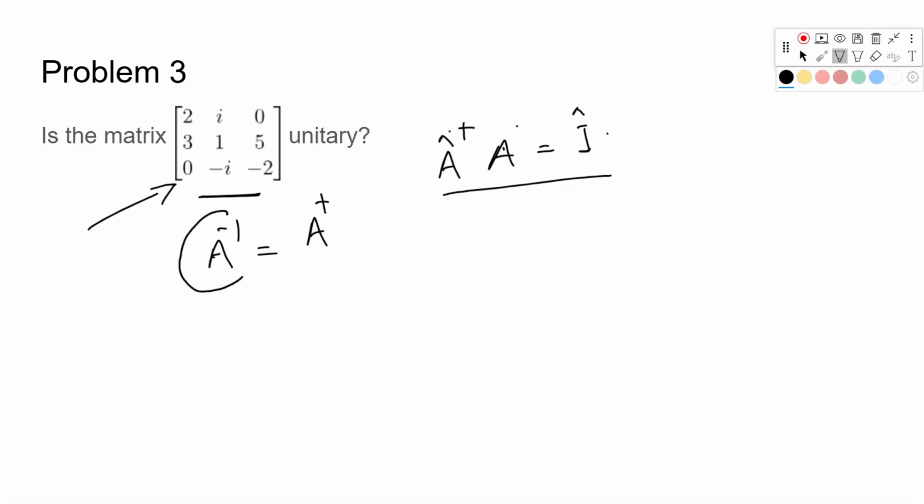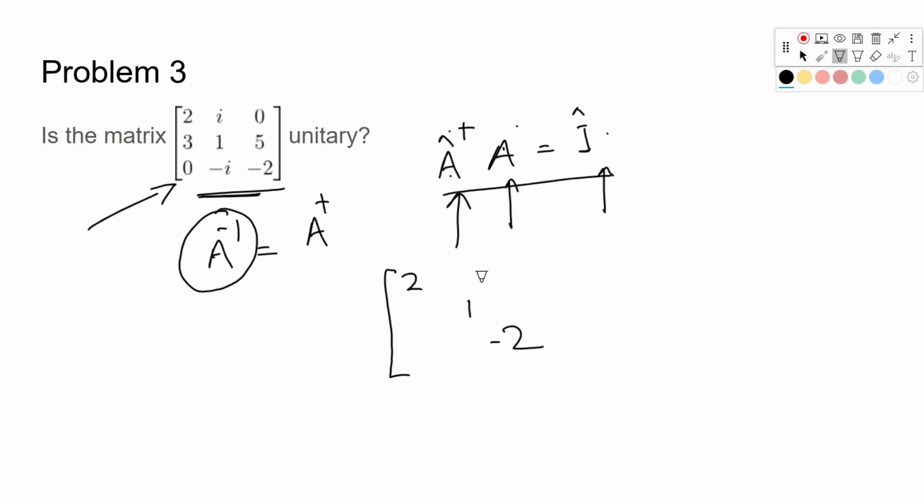This would involve finding the inverse of this matrix, which can be done, but it's a longer calculation. The easier thing is to find the Hermitian adjoint of this matrix multiplied by the matrix itself and see whether it results in an identity matrix or not. So let's find the Hermitian adjoint of this matrix.